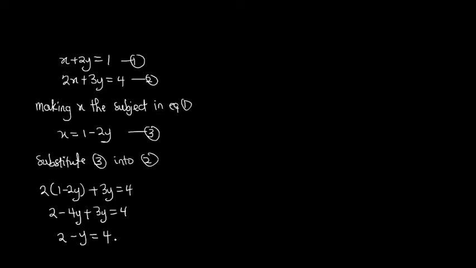So I send the y to the other side of the equal to sign. So I have my 2 here. I bring the 4 to the other side, it becomes minus 4 is equal to the y to the other side becomes positive, so y. So 2 minus 4 will give me negative 2 is equal to y, and therefore y is equal to negative 2.